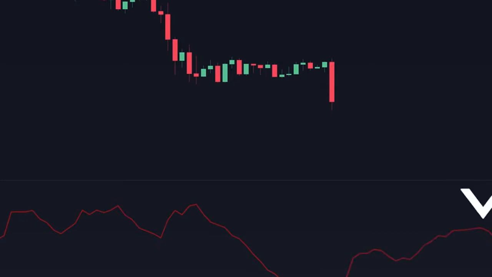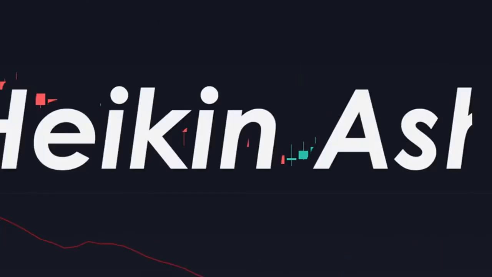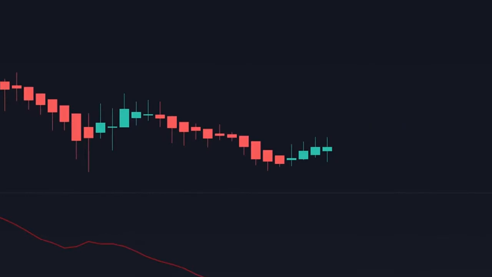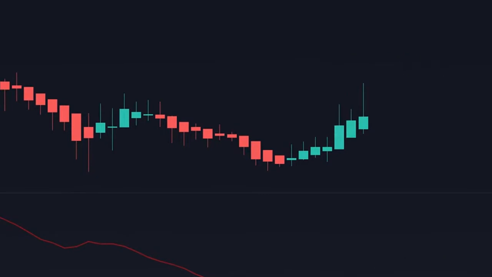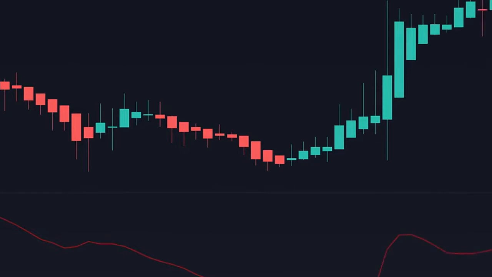Remember, a high ATR value means the price can either break out upwards or downwards. So now, your only job is to predict the direction of the breakout. There's actually a lot of ways you can do this, but my favorite method is using a trend indicator such as the Heikin Ashi. So you can see in this example, the ATR is on a relatively low value, and the Heikin Ashi displays multiple green candles, meaning that the breakout is most likely to happen in the upwards direction. And that's exactly what it did. It went upwards and you would have secured some profits.